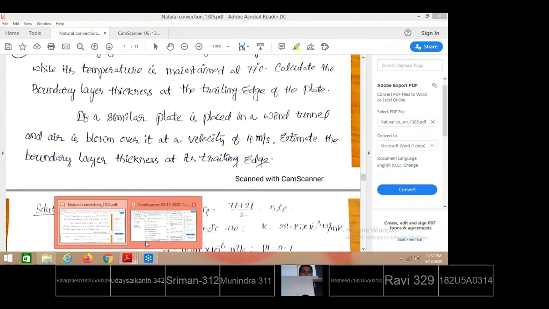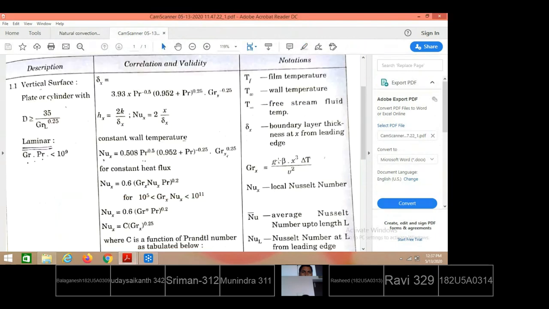You see here, I have taken the Xerox copy of the natural convection. Whatever relation I have just told you, for a vertical surface, to decide laminar flow, the product of Grashof number and Prandtl number must be less than 10 to the power 9. So the Grashof number at any position of the vertical height is calculated using the relation x cube beta g delta T by nu square.